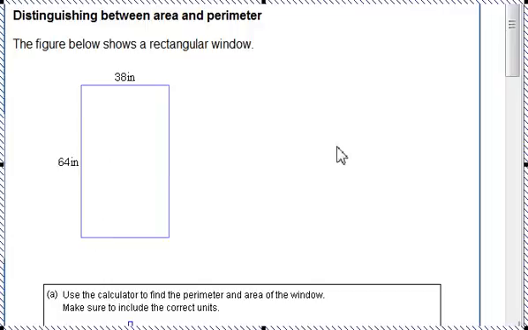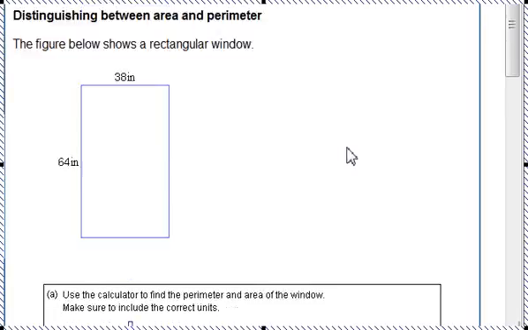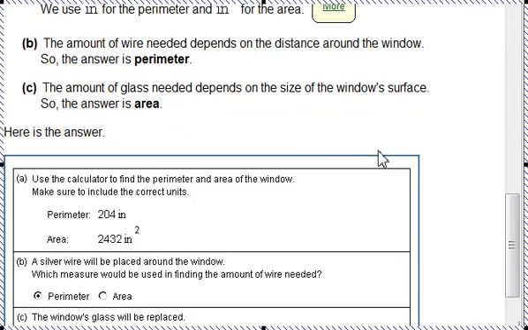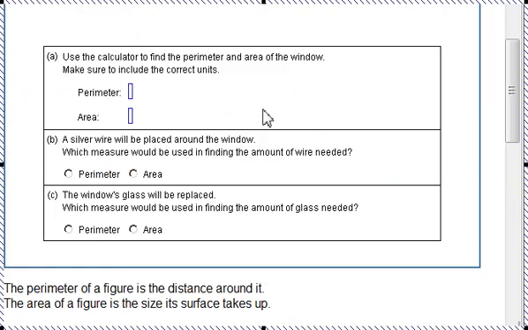Now I got a question, folks. What is the area of this window? Area of window, 2,432 inches squared. That's a big area, but yes, exactly it is. Okay, I got a question.